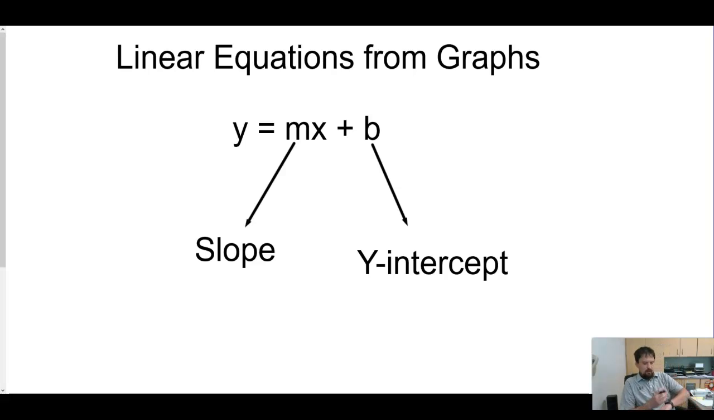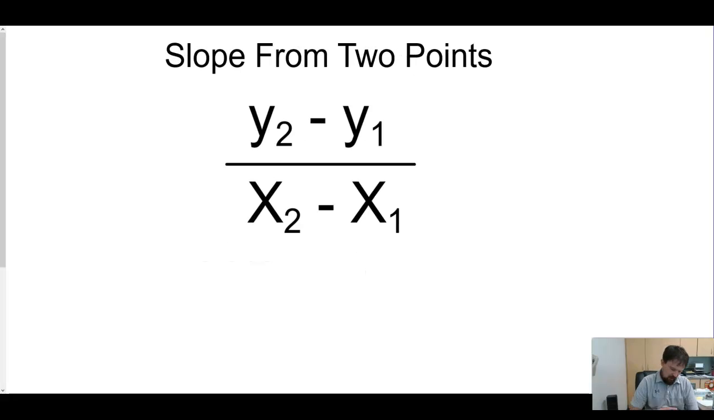Alright, so now we are going to learn how to write linear equations from the graphs. So once again, we need to know that y equals mx plus b is our slope-intercept form, where m is our slope and b is our y-intercept. Okay, and before we get to that, we just want to review real quick how to find the slope between 2 points. So our formula is going to be y2 minus y1 over x2 minus x1.